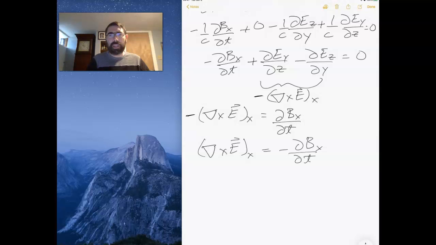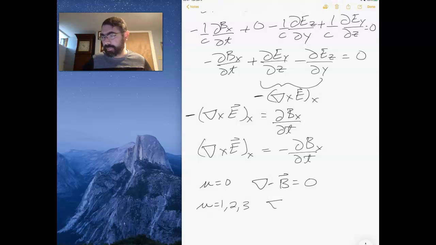And so now if you look at the others, mu equal 2 would give you the y component, mu equal 3 would give you the z component. So in the end, mu equals 0 gives us Maxwell's second equation, and mu equal 1, 2, and 3 gives us Maxwell's third equation, which is essentially Faraday's law.